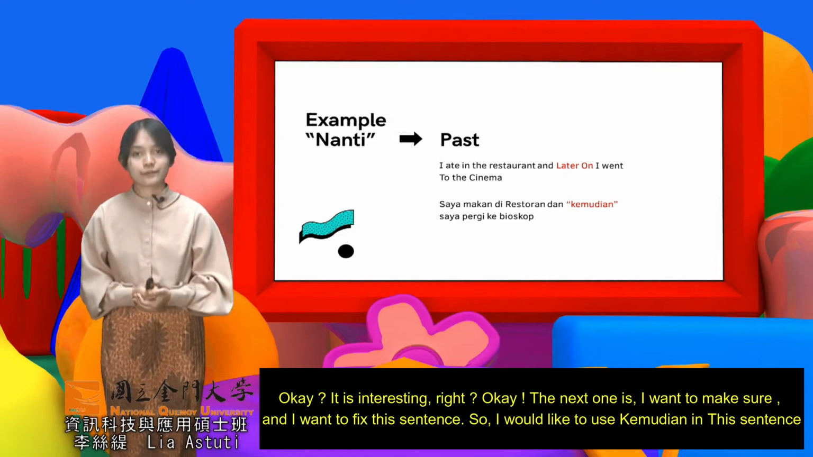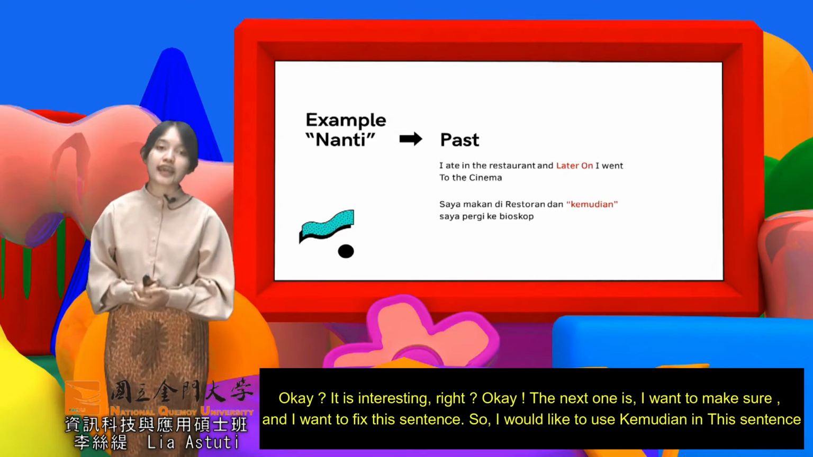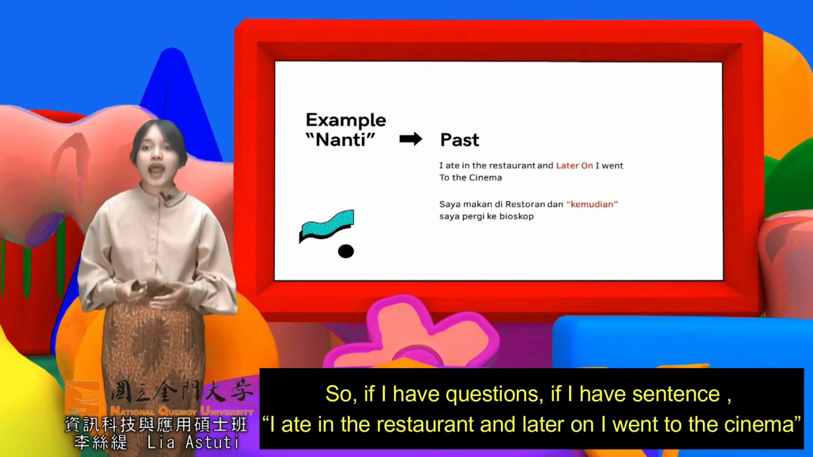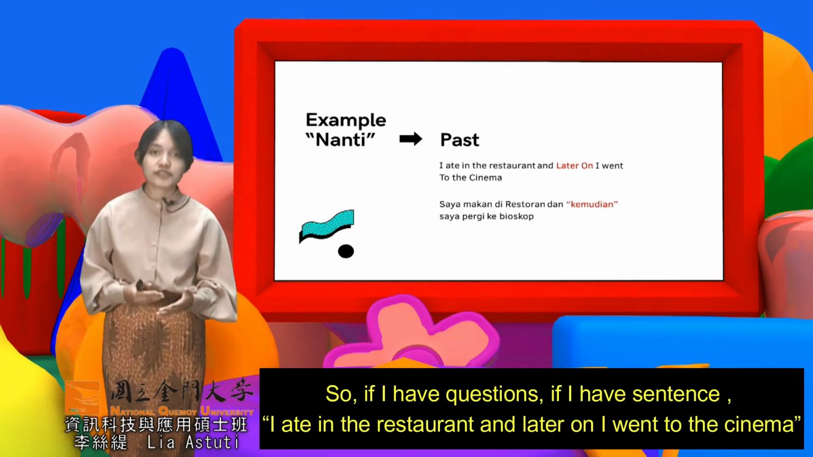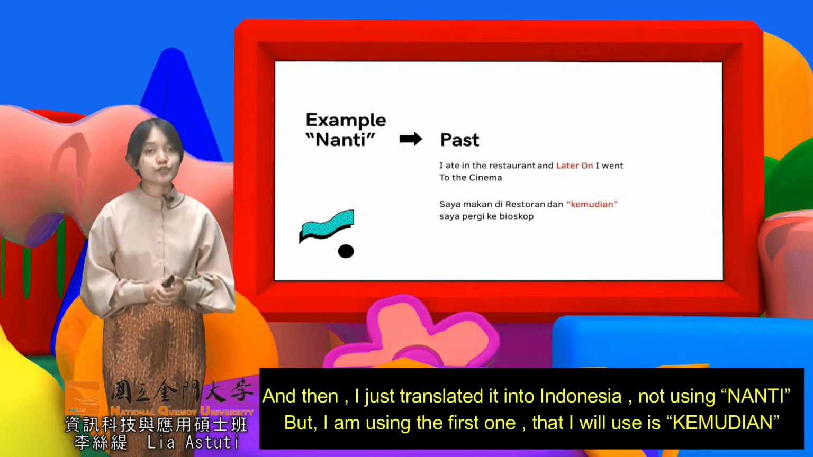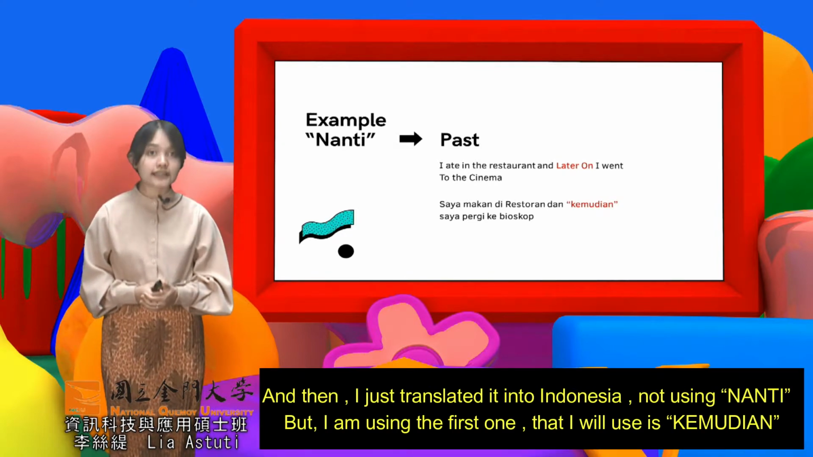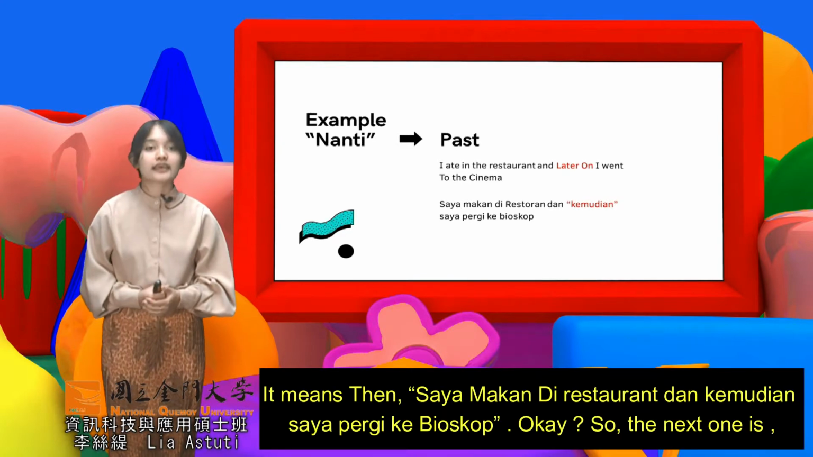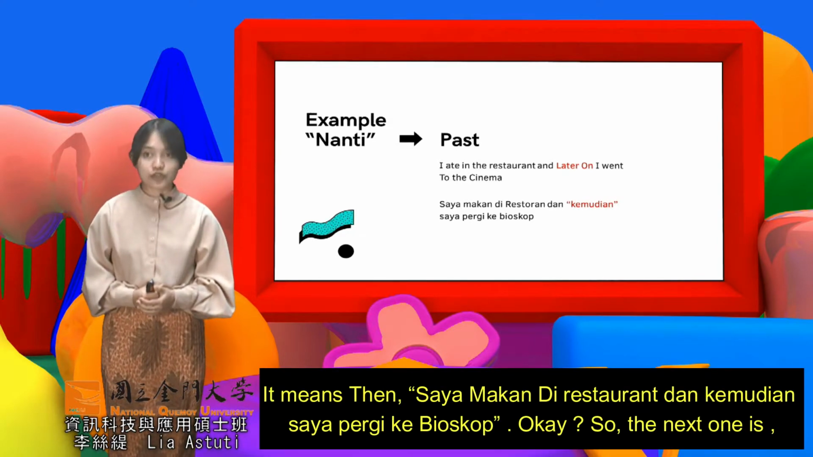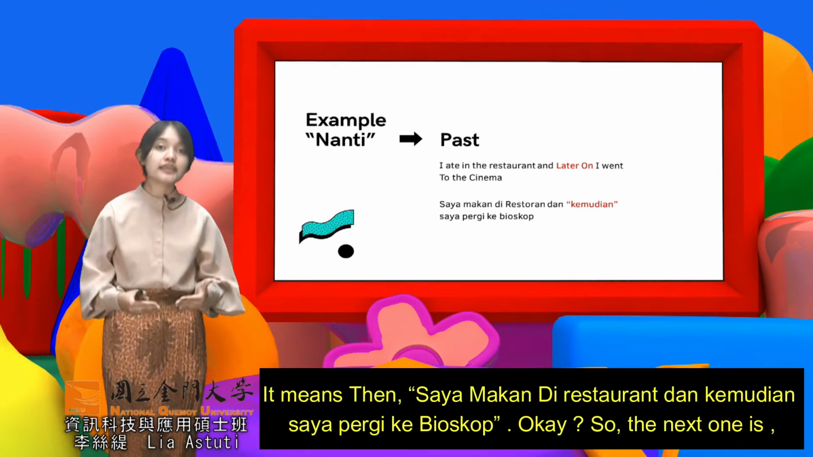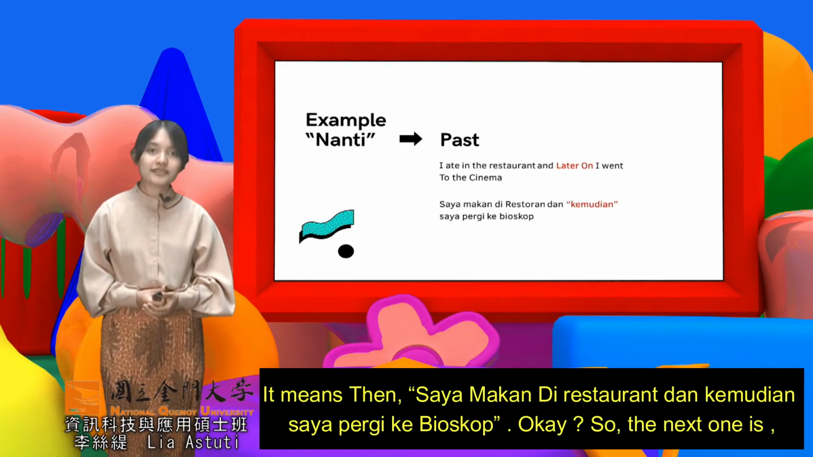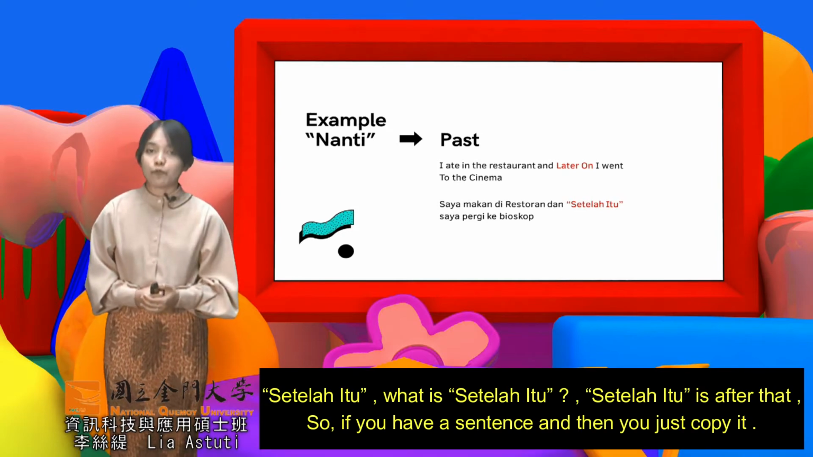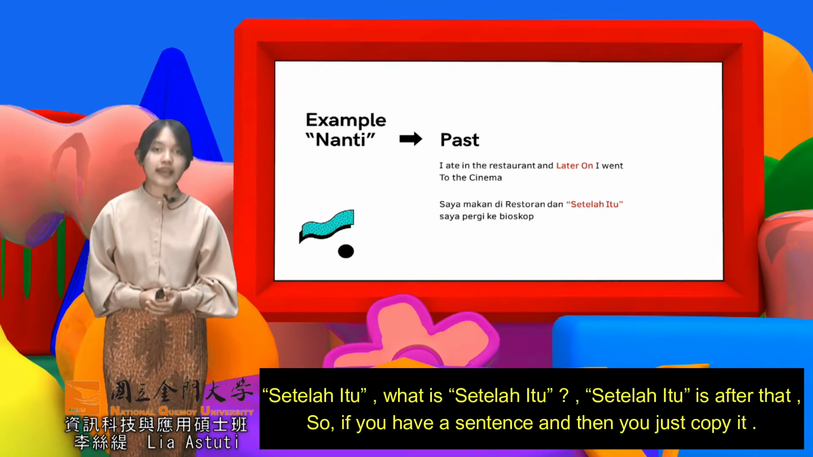Okay, so the next one, I want to fix this sentence. I would like to use kemudian in this sentence. If I have the sentence, I ate in the restaurant and later on I went to the cinema, and I translate it into Indonesian, not using nanti but using the first one, kemudian, which means then. Saya makan di restoran dan kemudian saya pergi ke bioskop. Okay? So the next one is setelah itu. What is setelah itu? Setelah itu is after that.